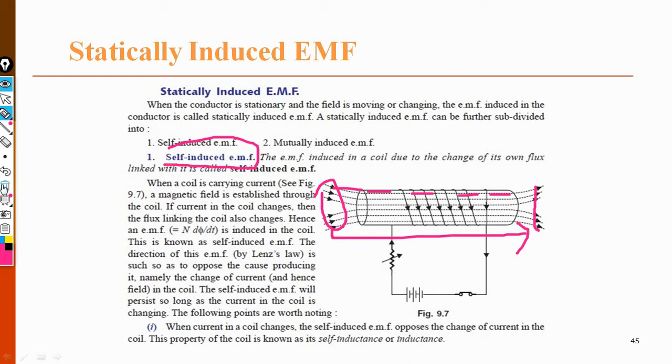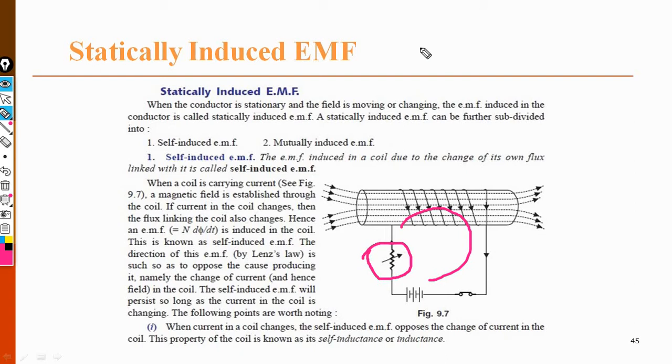That means first we need a conductor, which is at stationary position. Then we pass magnetic flux, and this magnetic flux links with the conductor. Then EMF gets induced in the conductor, and finally current flows through it. This flowing current can be controlled with the help of a variable resistance. According to Ohm's law, V is equal to IR. Now this is Ohm's law.